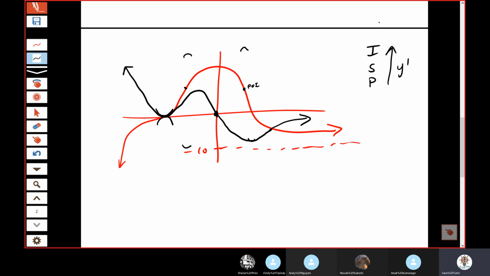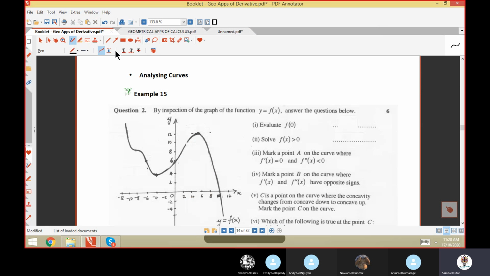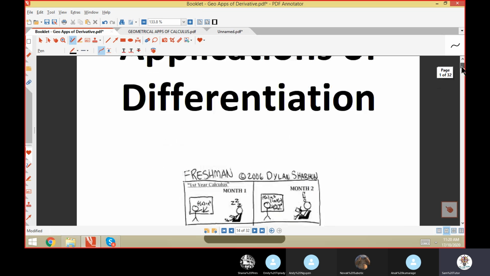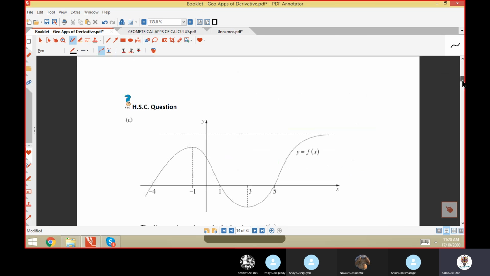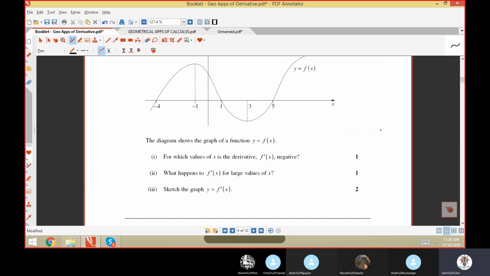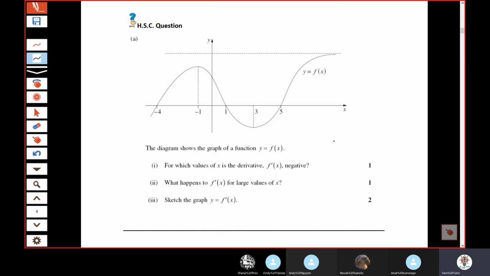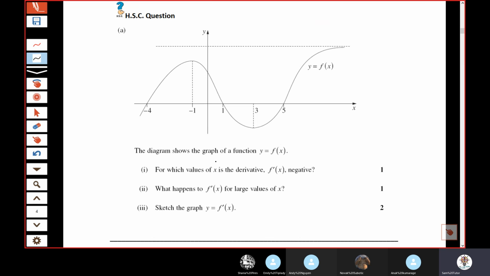All right. Any questions? I think we'll go back to, I think it was like page 3 or something. So let's go right at the top. And now, this one right here, page 4. HSC question, 4 marks. All right. The diagram shows the graph of a function y equals f of x. For which values of x is y dash negative?